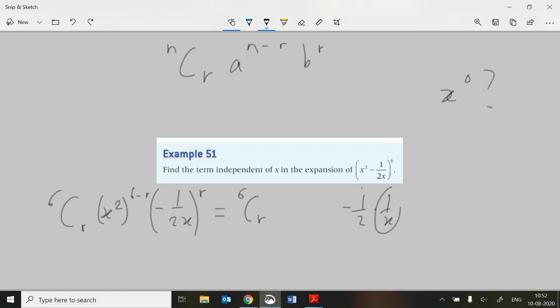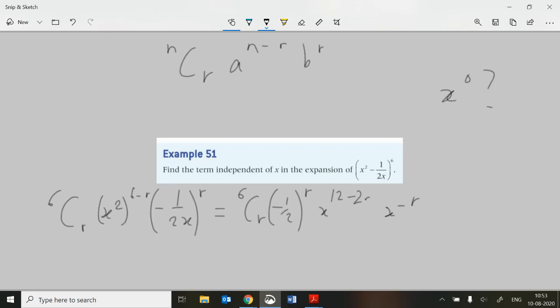And I'm going to do the 1 over x as x to the minus 1 to the power of r. So to bring that minus a half to the power of r to the front, and I've still got x squared to the power of 6 minus r, which I could simplify. Times those 2 powers together, I'll get 12 minus 2r. And then I have x to the minus 1 to the power of r, or in other words, saving a little space here, x to the power of minus r.